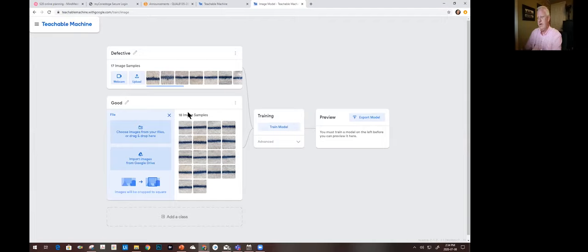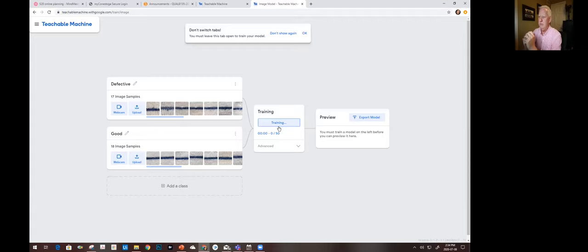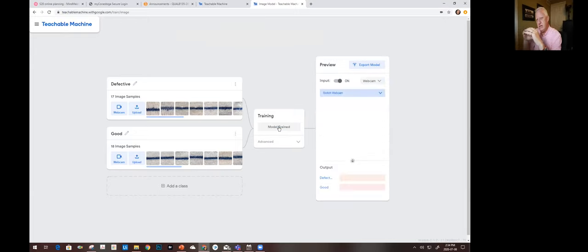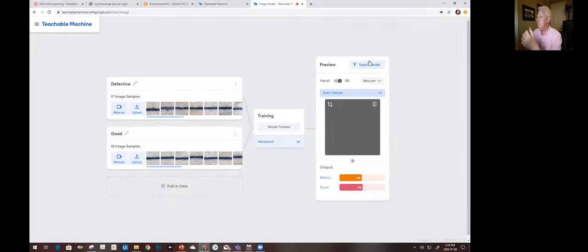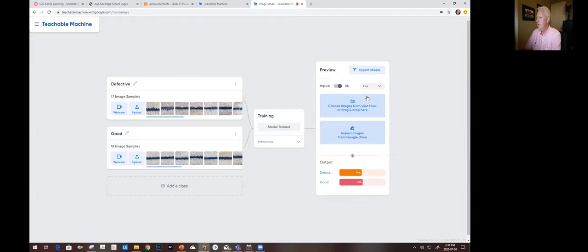So now, here's where it becomes trivial: you click the training button. And so it is now going to look at the defective images and try to understand what makes them look different than the good images. And when you're done, the model is now trained and ready to use. So that took like moments.